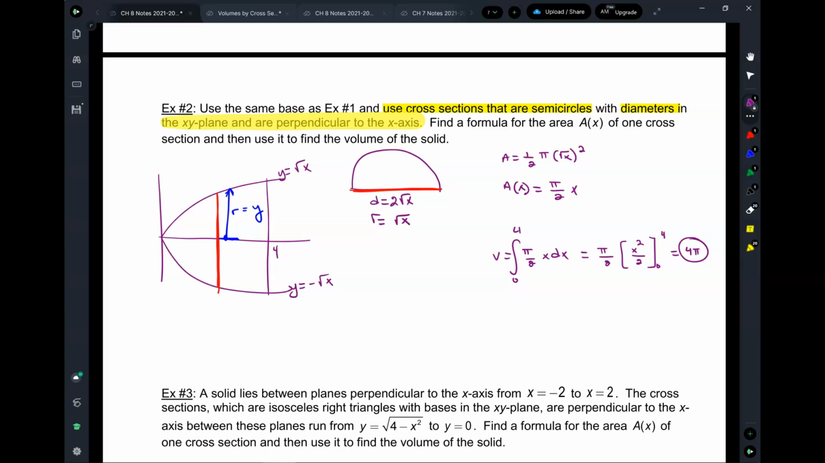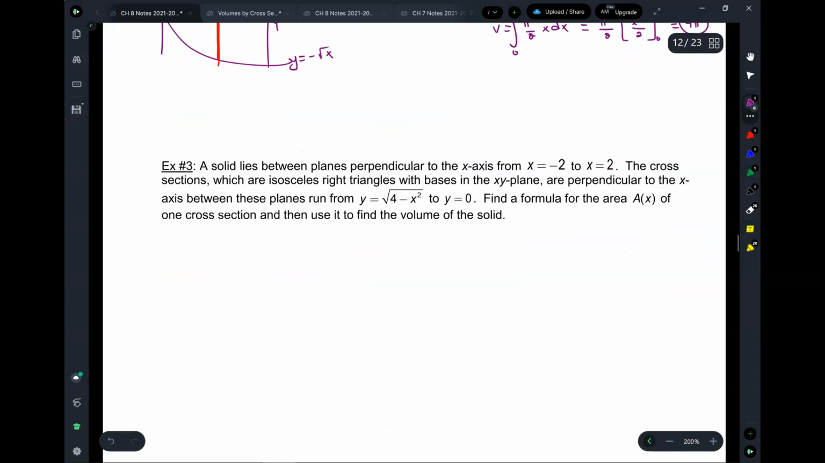And so, sorry, I'll step away for a minute. So the thing is, on this test, you will have some integrals that you have to do by hand and some that you can use your calculator on. All right, so next one.